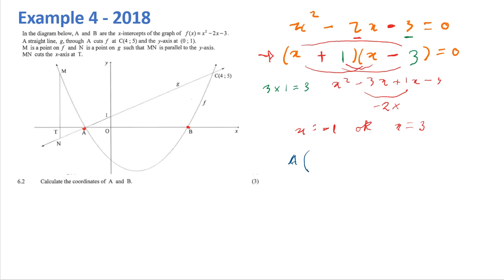A is where the x is minus, so the coordinates of A are minus 1 and y is 0. And the coordinates of B is where x is positive, so that's 3 and 0. Cool? Hope this is right.